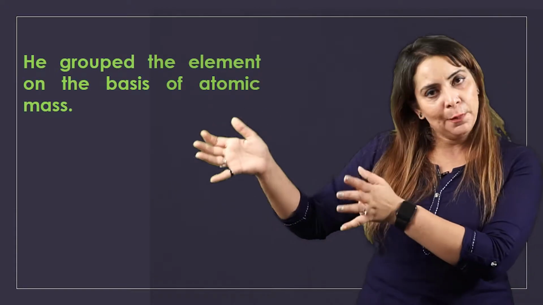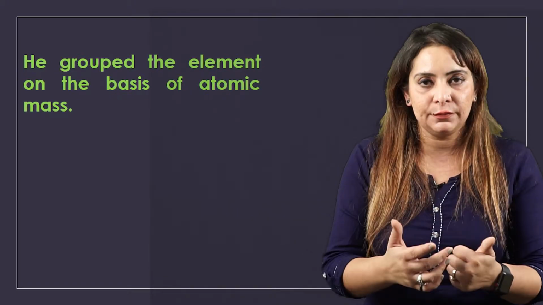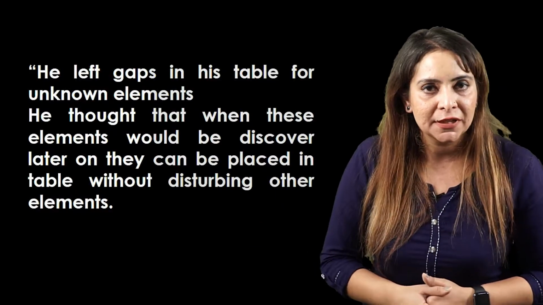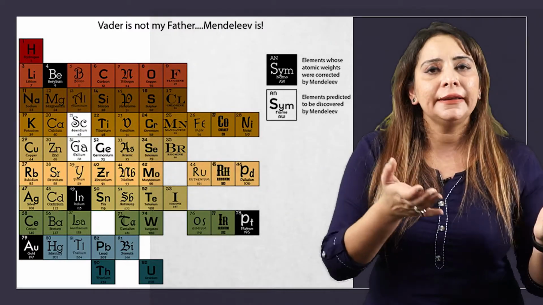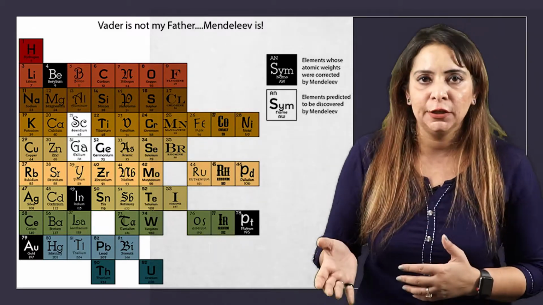Now let us talk about the merits of this table and also the demerits. Let's start with the merits first. He grouped the elements on the basis of atomic mass. That was one of the merits of his table, because he regarded atomic mass as a fundamental property, and by doing so he could make out the similarity in properties also. Second, as I told you, his biggest achievement: he left gaps for undiscovered elements, which were later filled by gallium, scandium and germanium. So this was the biggest achievement, right?